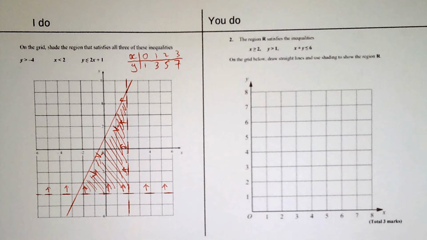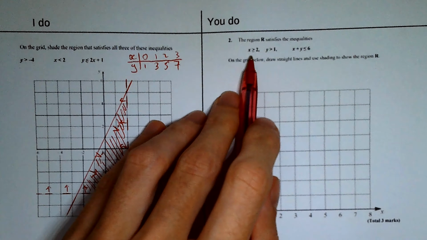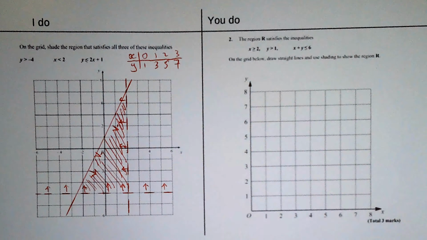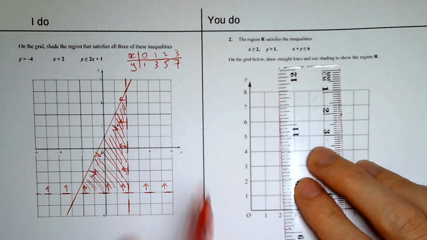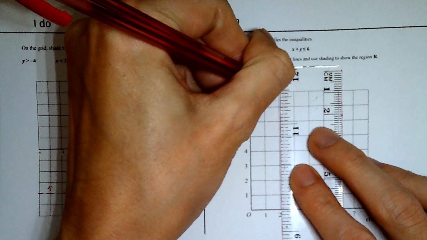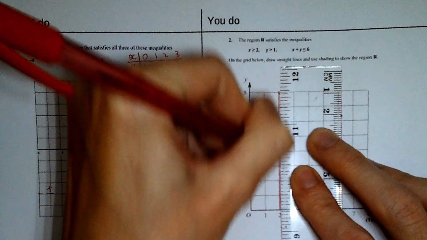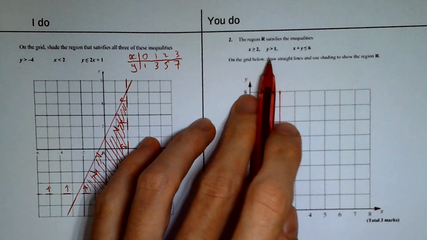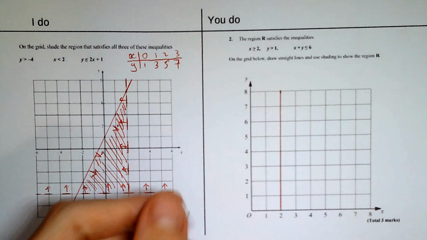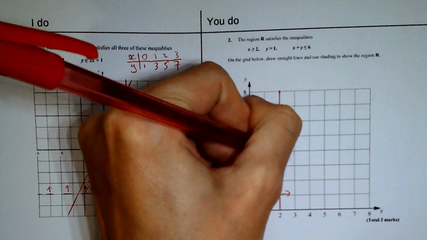Okay, now to go through the question that you should have had a go at. So x is greater than or equal to 2. Because it's greater than or equal to, it's going to be a solid line, and it's going to go through the x-axis at 2. Make sure you use your ruler. Now again, think which side of the line this is going to be on. X is greater than or equal to 2, so we can have 3, 4, 5, and so on. So it's going to be to the right-hand side.